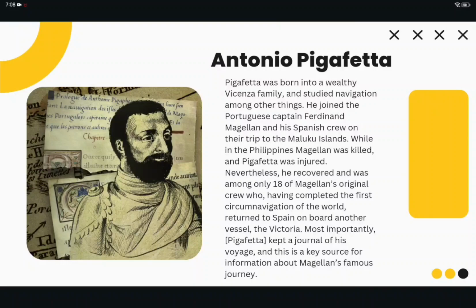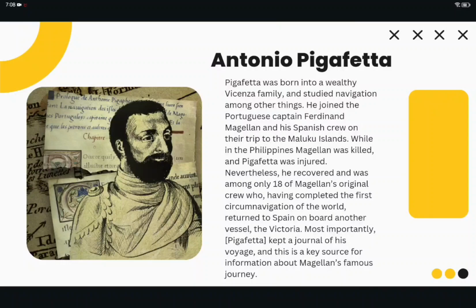Actually, from 18, later on the number increased, of Magellan's original crew who, having completed the first circumnavigation of the world, returned to Spain on board another vessel, the Victoria. Importantly, Pigafetta kept a journal of his voyage and is a key source for information about Magellan's famous journey.